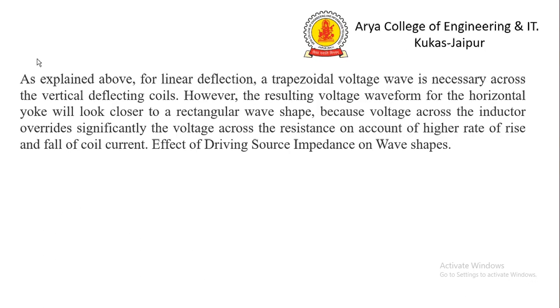As explained above, for linear deflection, a trapezoidal voltage wave is necessary across the vertical deflection coils. However, the resulting voltage waveform for the horizontal yoke will look closer to a rectangular wave shape because the voltage across the inductor overrides significantly the voltage across the resistance on account of higher rate of rise and fall of coil current. Effect of driving source impedance on wave shapes.